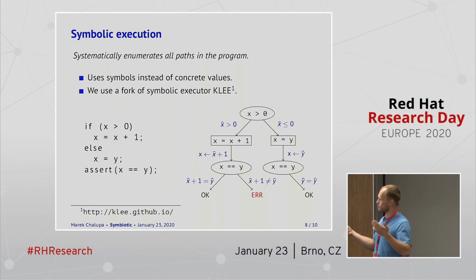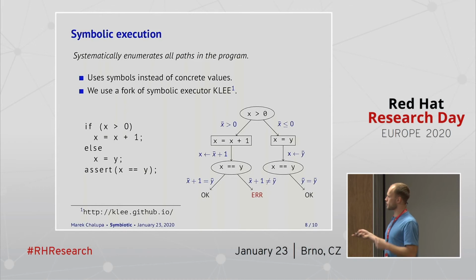Let's say you have this small code snippet with variables x and y, and let's say x and y are input by the user. In this case, the user can input arbitrary values. So to search all the paths in the program, instead of the concrete values put in by the user, we use a symbol. In this case, we call them x bar and y bar, and then execute the program.